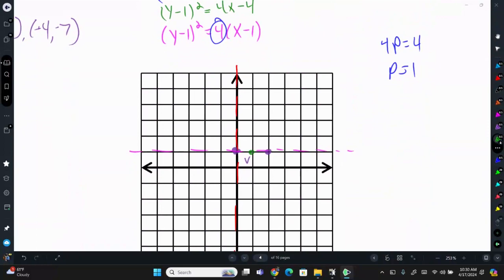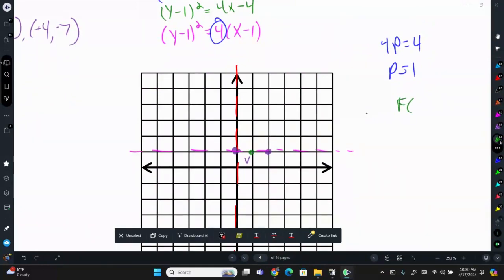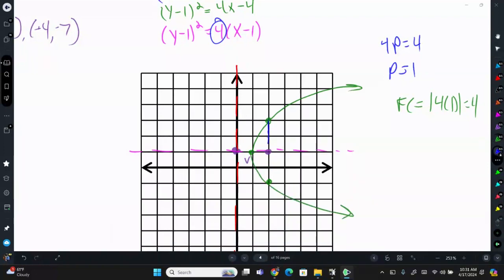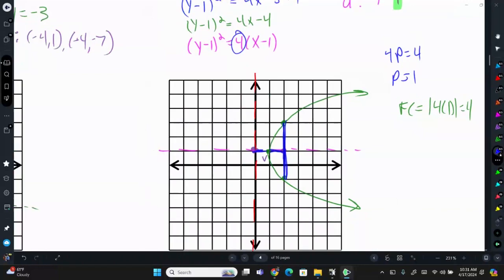And our latus rectum, or our focal chord, is going to be 4 units long. As the focal chord equals the absolute value of 4 times 1, which is 4. So from our focus, 1, 2, 1, 2 to each side. So then our graph looks like that. And again, our focal chord or latus rectum is 4 units long. And the distance between the vertex and focus and vertex and directrix is 1 unit long, or p units.